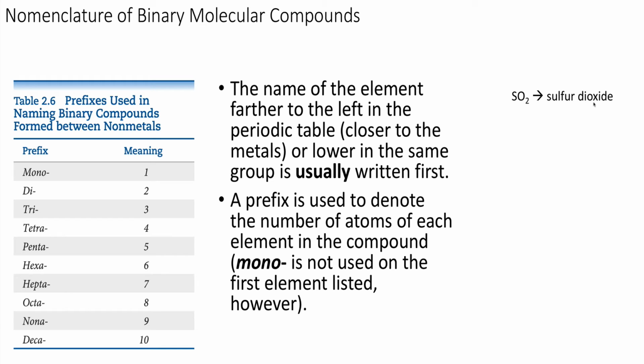SO2, sulfur dioxide. PCl5, phosphorus penta, there's the 5, chloride. Cl2O3, and here's the contradiction to the usually written first part. The chlorine is written first in Cl2O3, and this would be dichlorine trioxide. 2 chlorines, 3 oxygens.